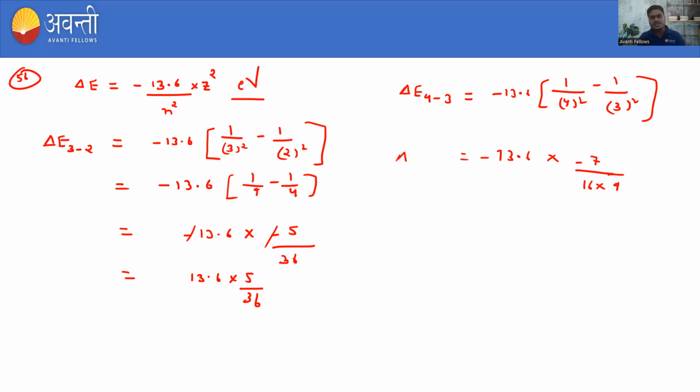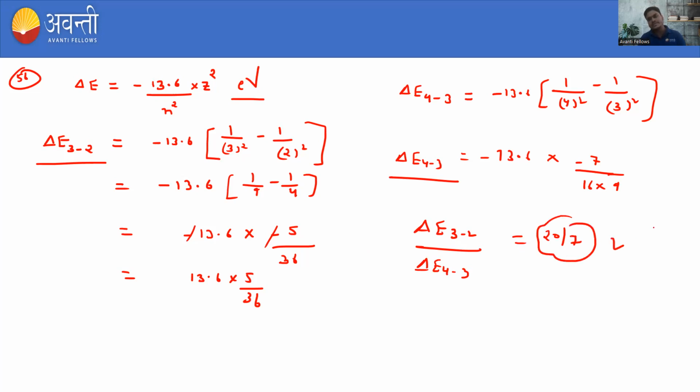Now you just need to calculate the ratio of these two, that is delta E of 3 to 2 over delta E of 4 to 3. If you calculate the ratio, you get 20 by 7. So 20 by 7 is the correct answer. This is how we can solve this question.